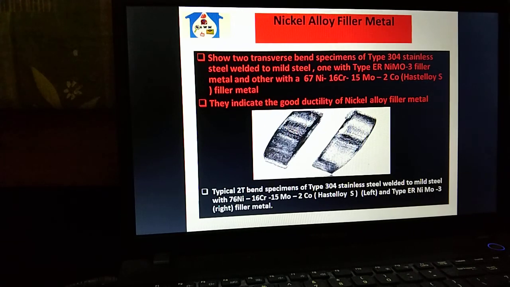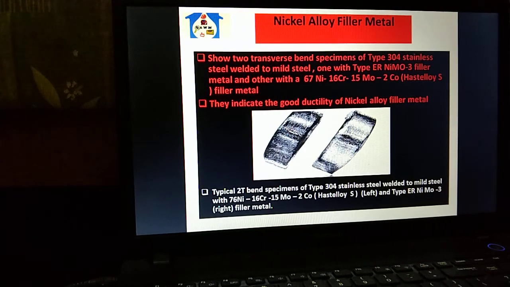Nickel alloy filler metal: this shows two transverse bent specimens of type 304 steel welded to mild steel, one with type ERNiMo-3 filler metal and the other with 67 nickel, 16 chromium, 15 molybdenum and 2 cobalt, that is called Hastelloy filler metal. They indicate the good ductility of nickel alloy filler metal.